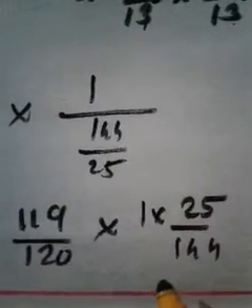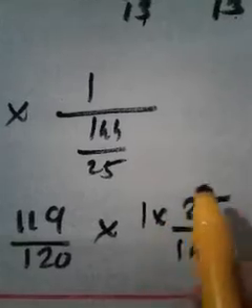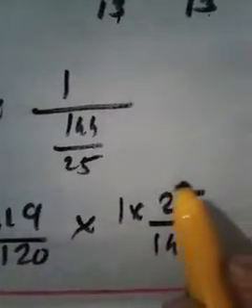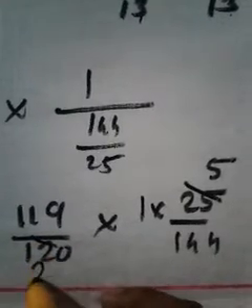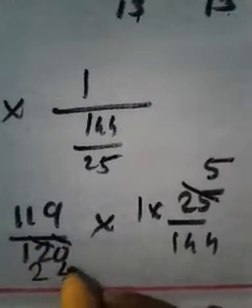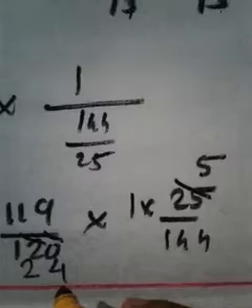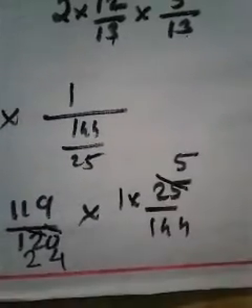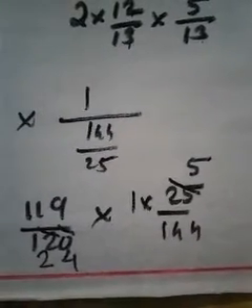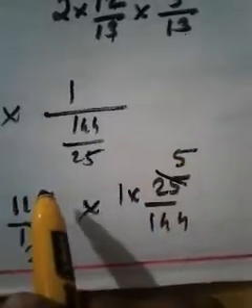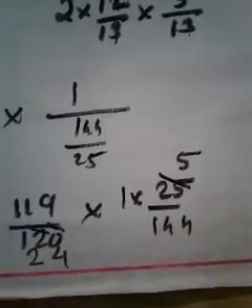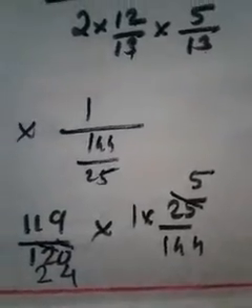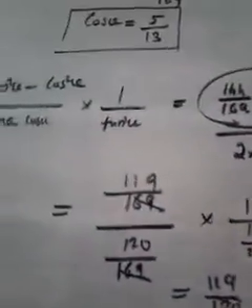And now is there any cancellation possible? Yes. Can you cancel 25 and 120 by 5? Yes. In 25, how many 5s are there? 5. In 120, 2 5s are 10, 24, then 24. Then can you cancel more? No more simplification is possible. Now what we can do, just multiply 119 into 5 divided by 24 into 144, and that will give you the answer. I am not going to solve it out. You can do it yourself. Anyway, you understood the question, isn't it?